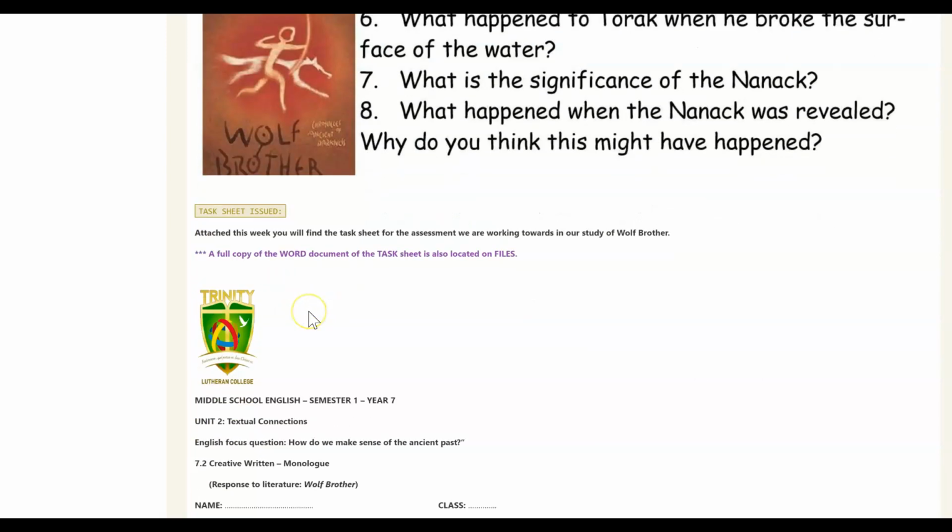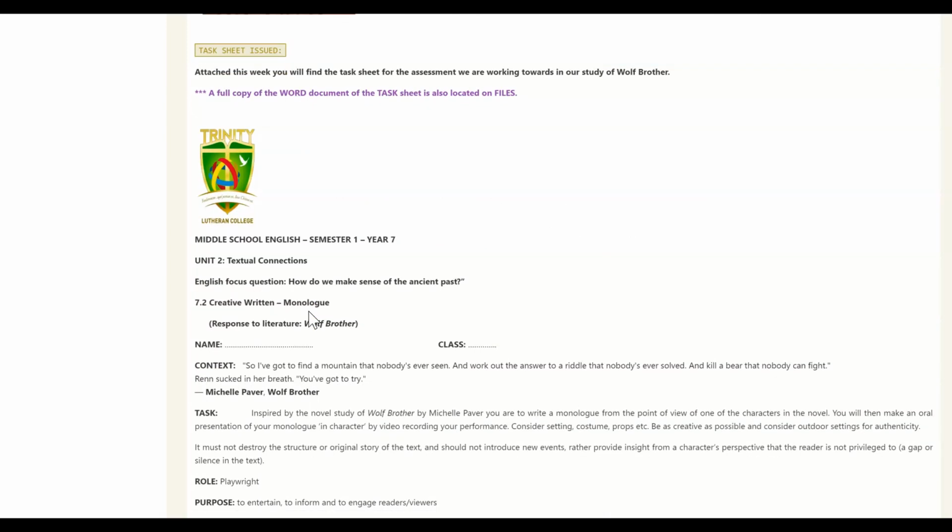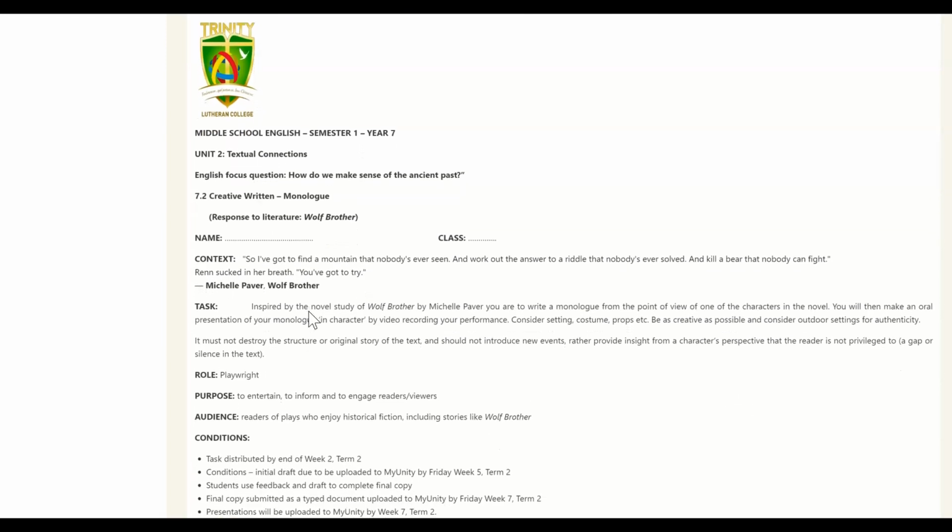Now, the task sheet will be issued this week, and we'll go through that in a later lesson and a separate video. However, for you to get an idea of what you'll be working towards this term, here is a snapshot of the actual task sheet. Your task is that you're inspired by the novel of Wolf Brother by Michelle Paver to write a monologue from the point of view of one of the characters in the novel. You will then make an oral presentation of your monologue in character by video recording your performance. Consider setting, costume, props, be as creative as possible, and consider outdoor settings for authenticity. It must not destroy the structure of the original text and should not introduce new events.